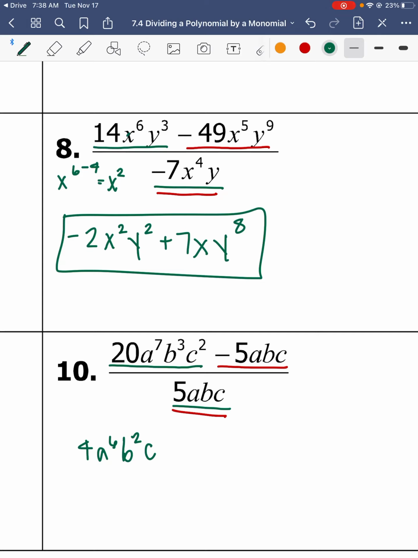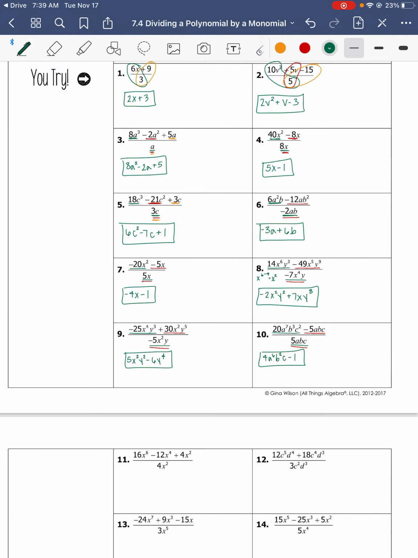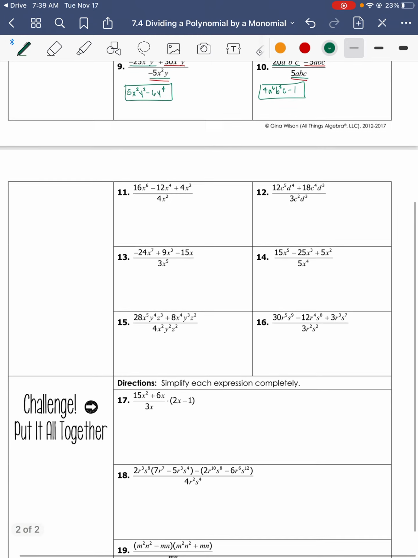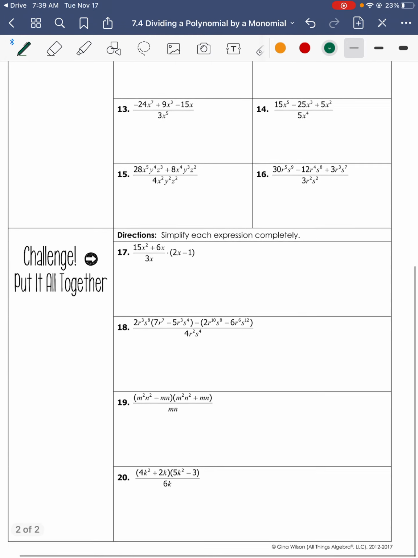Now we're looking at negative 5abc divided by 5abc. Negative 5 divided by 5 is negative 1. A divided by a, 1. B divided by b, 1. C divided by c, 1. So we have negative 1 times 1 times 1 times 1. So it's just negative 1. And there's our final answer there.